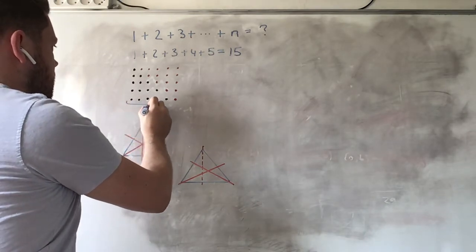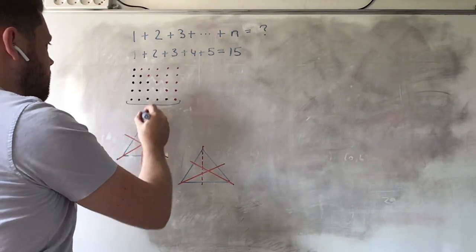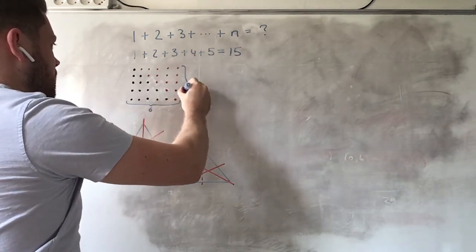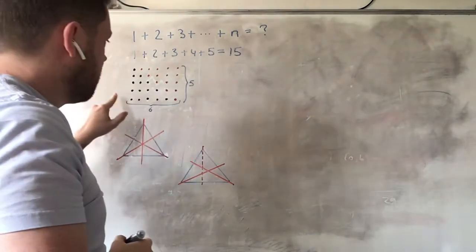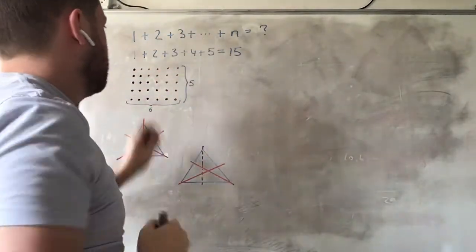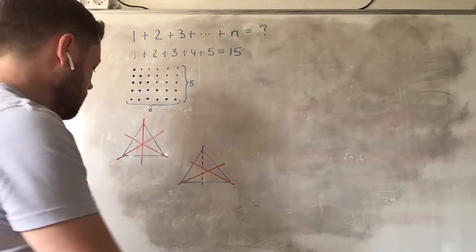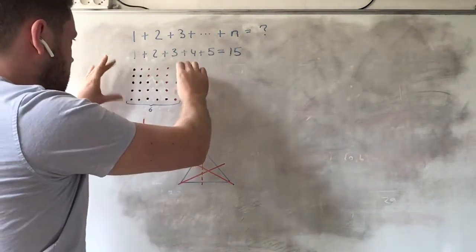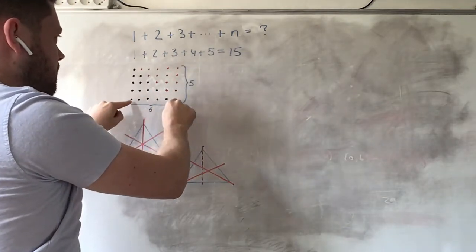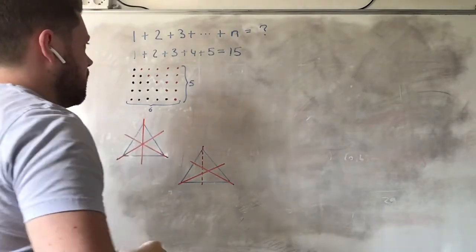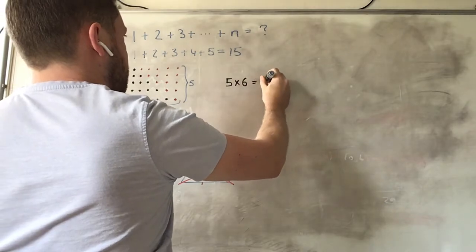Along this side, I have 1, 2, 3, 4, 5, 6 dots, and along this side I have 1, 2, 3, 4, 5. We have an extra dot on this side because I have to fit in the duplicated triangle. So we have a rectangle here, and when I have a rectangle, I can find out the total number of dots just by multiplying the number of dots along this side by the number of dots along this side, in which case I get 5 by 6, which is 30.